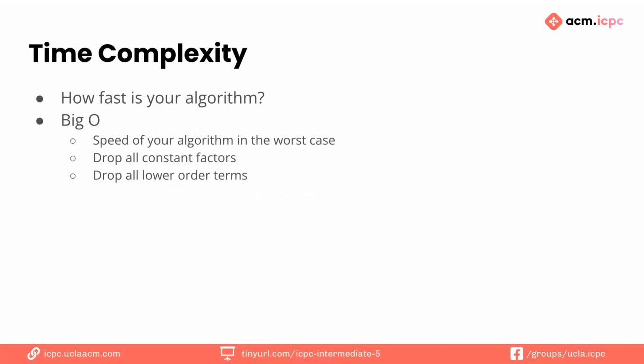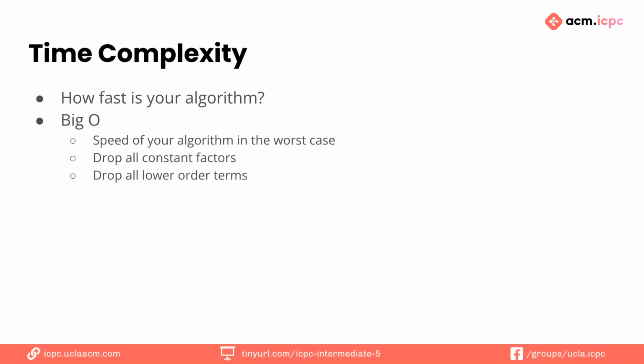So, quick show of hands, how many of you are familiar with time complexity? You don't have to be too familiar. We'll go over whatever you need to know here. Time complexity is a way for us to measure how fast our algorithm is, and we use big O notation. What this means is it tells us the speed of our algorithm in the worst case, so we have a guarantee that it'll always be faster than that.